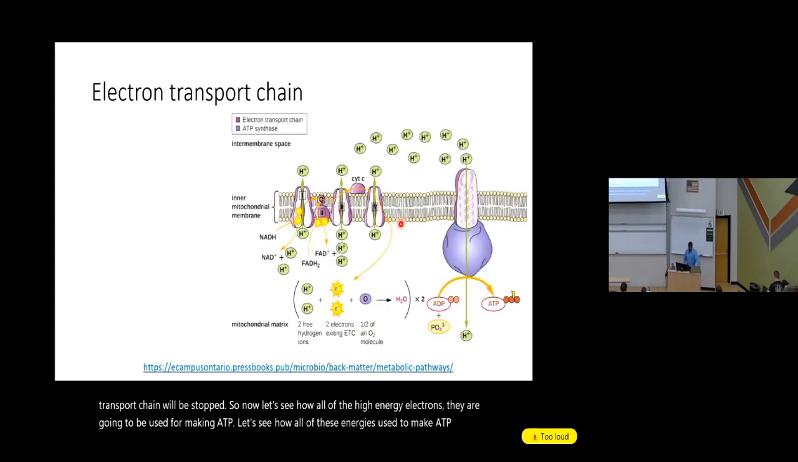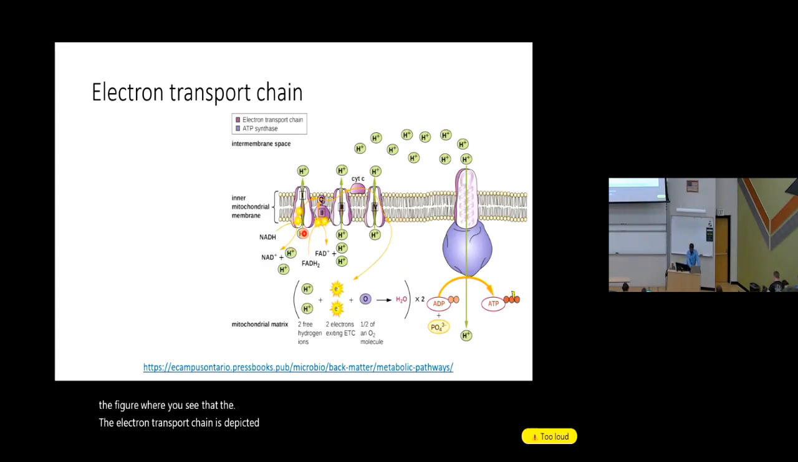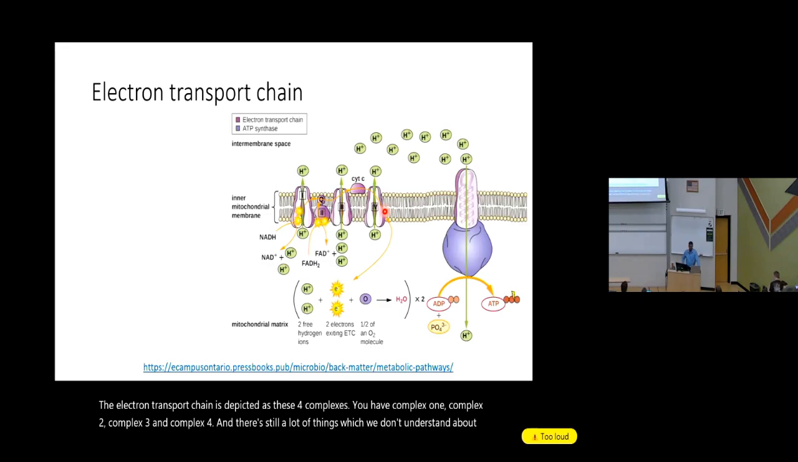So here's a figure where you see that the electron transport chain is depicted as these four complexes. You have complex 1, complex 2, complex 3, and complex 4. And there are still a lot of things which we don't understand about the electron transport chain, right? So what we discuss here is at a high level. Even if you were to take a more advanced biochemistry course, they'll still tell you that much of this is a black box, right, as far as what's going on in these complexes.